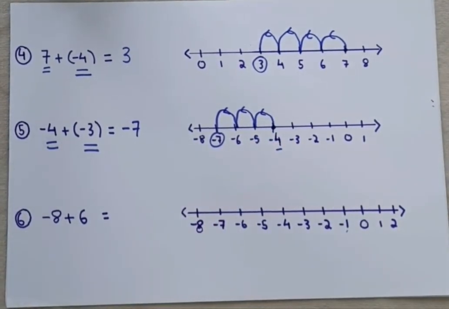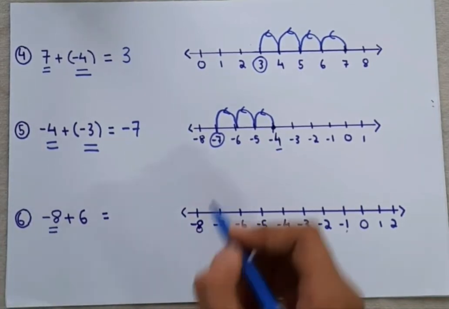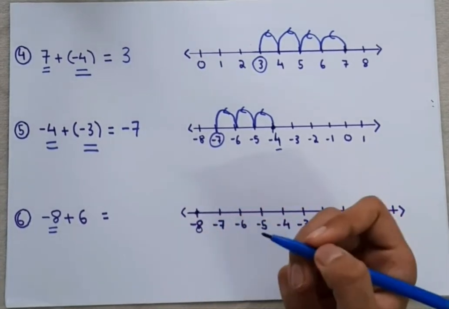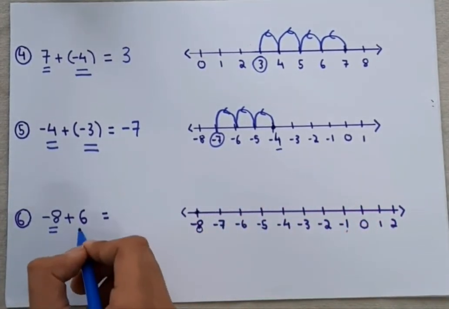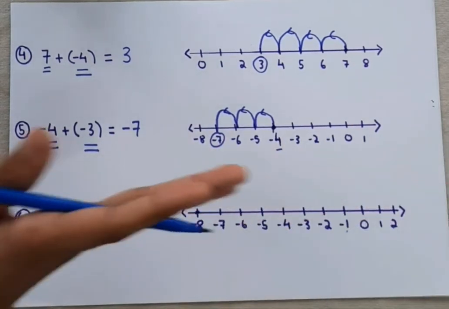And the final sum of the day. Minus 8 plus 6. So the first number is minus 8. So minus 8 will be our starting point. Then the second number is 6. So 6 is being added and 6 is a positive number. Now when we add a positive number, we move towards the right of the number line, which is here.